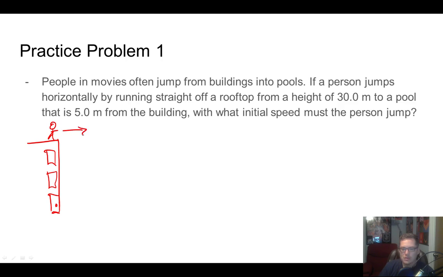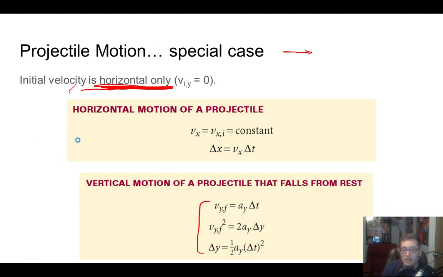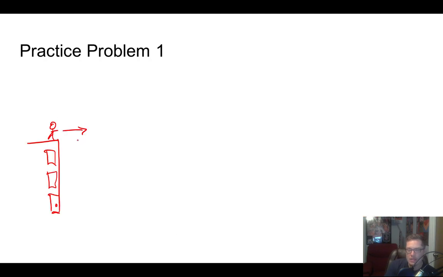He jumps horizontally, so that means he has no vertical component. That gives us a hint that we can use this special case. It's a special case because he jumps horizontally, so we don't have any initial vertical velocity.